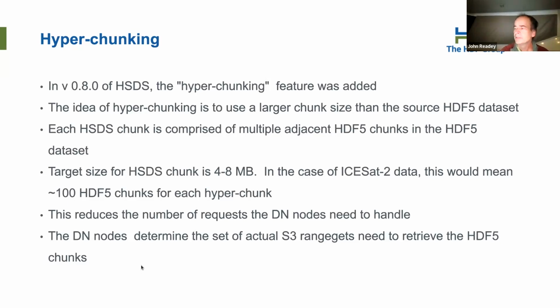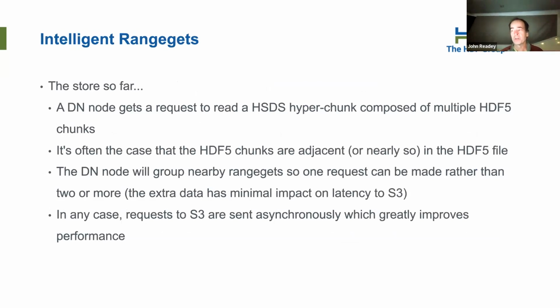So how does this work? The DN hyperchunk is actually composed of multiple HDF5 chunks. So you think we could reduce again to the case of having to do many, many small reads to S3. But it turns out that oftentimes in the HDF5 file, the chunks are adjacent to each other, or nearly adjacent. And in this case, we can organize our S3 access to read a bunch of chunks all at once.